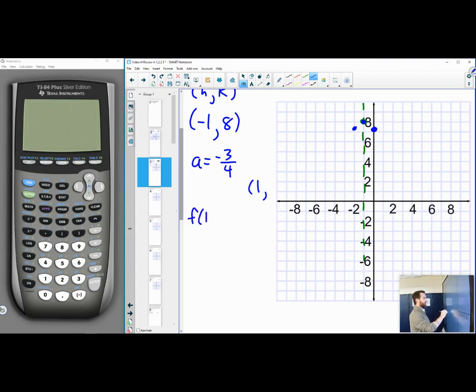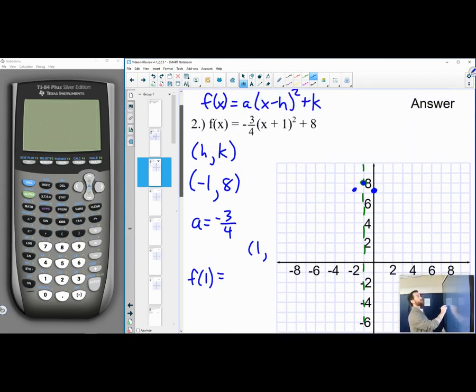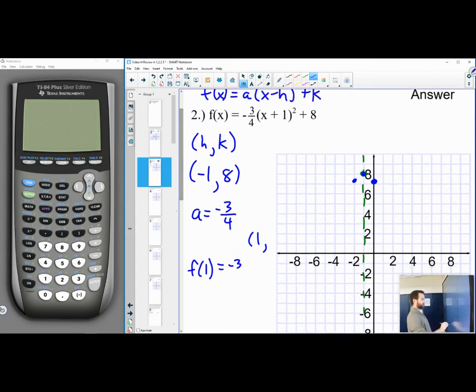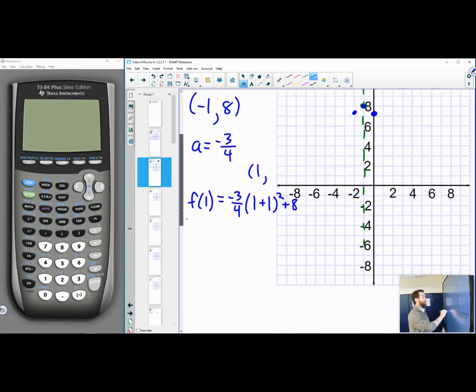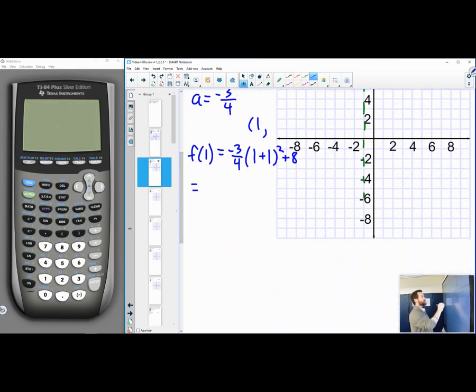So it becomes f of 1 equals, what was the original function? -3/4 times, we substitute 1 for x, keep copying, plus 1 squared, plus 8. And then we simplify with the order of operations. So this becomes -3/4 times 1 plus 1 is 2 squared, plus 8 comes down. We have to do our exponent first. 2 squared becomes 4, plus 8.